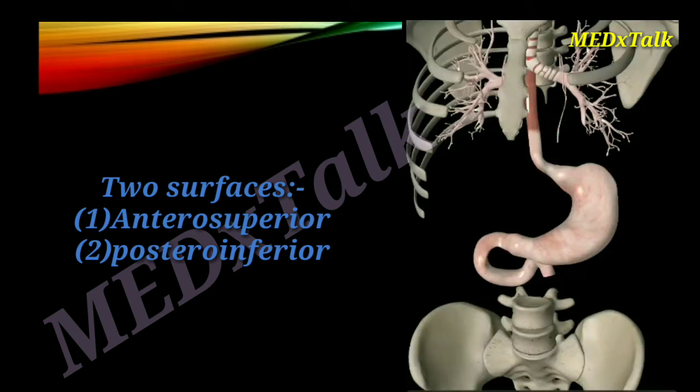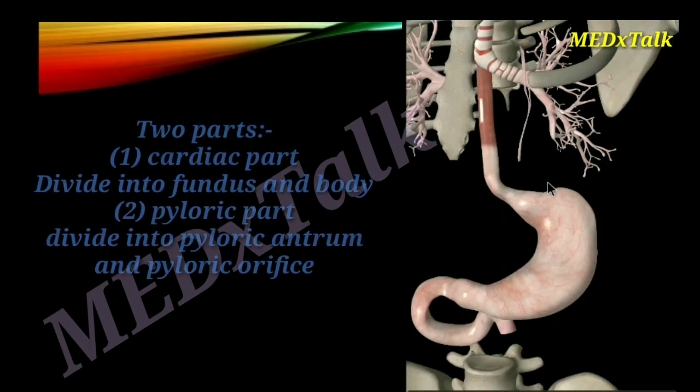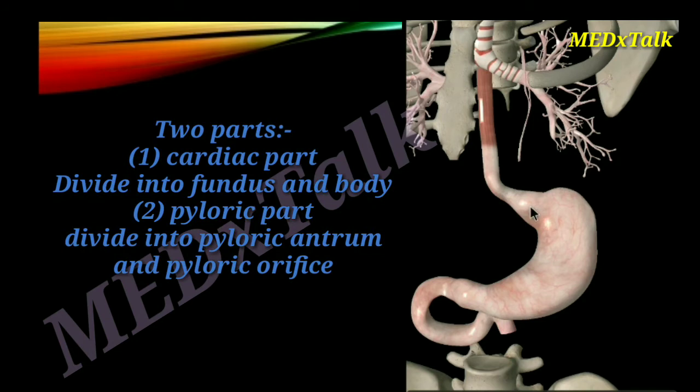Now we discuss the parts of the stomach. The stomach is divided into two parts. The first one is the cardiac part, and the second one is the pyloric part. The cardiac part is larger in size, and it is further divided into the fundus and body. It is the fundus of the stomach, and it is the body of the stomach.